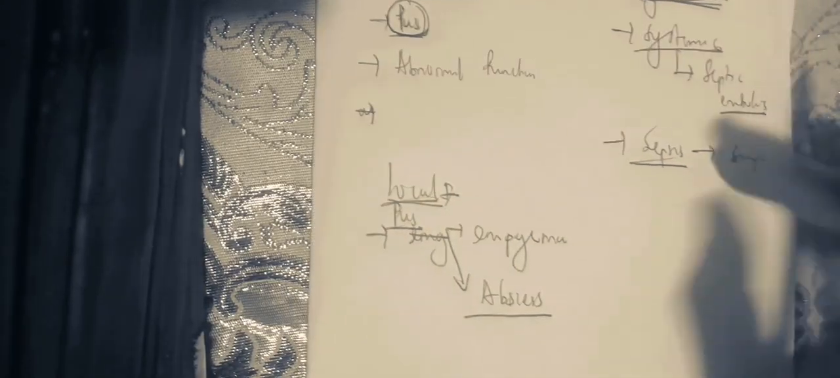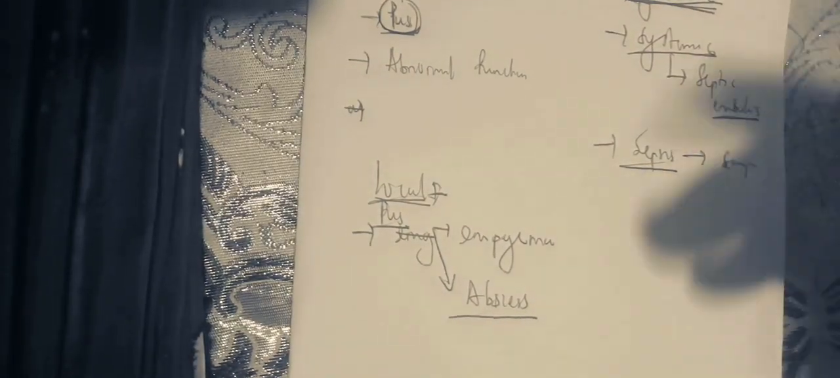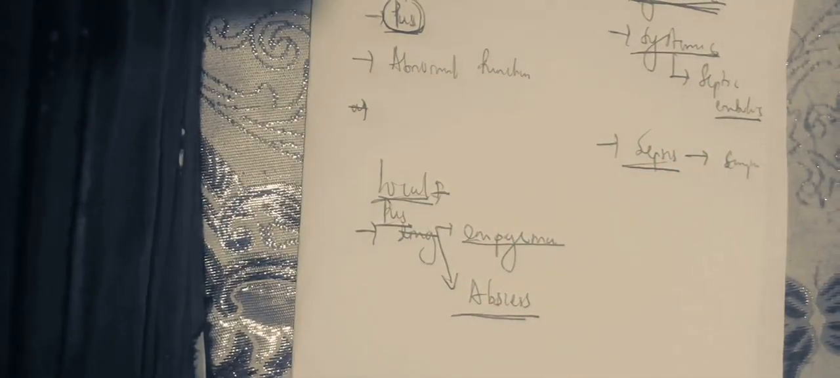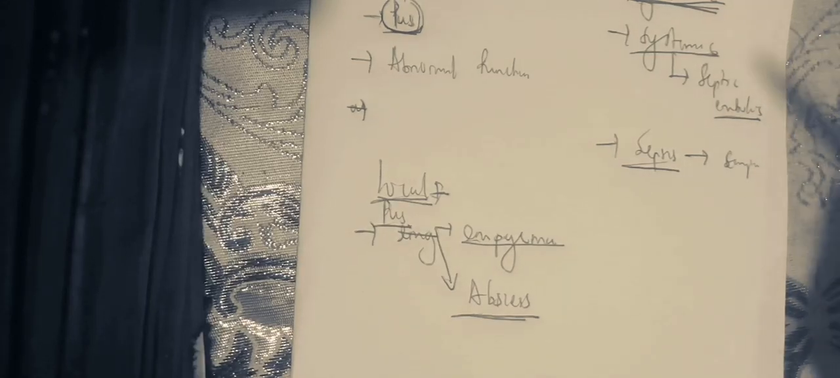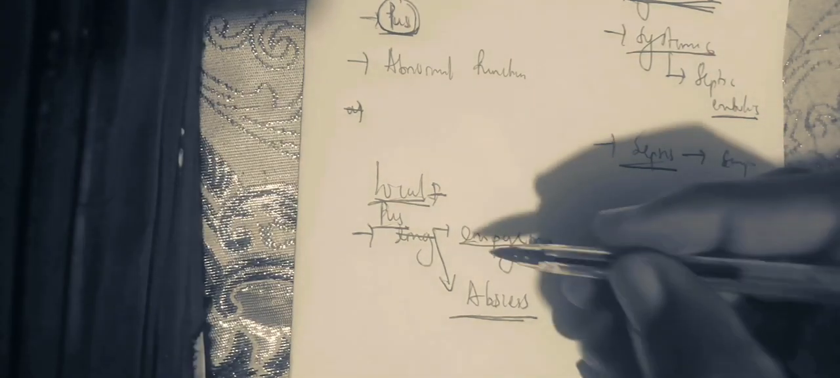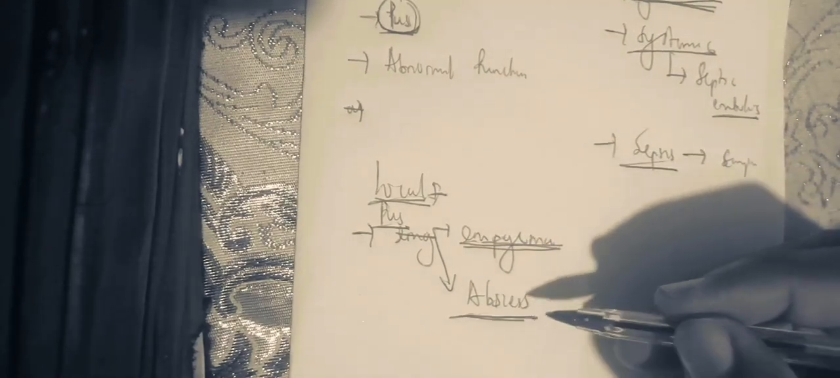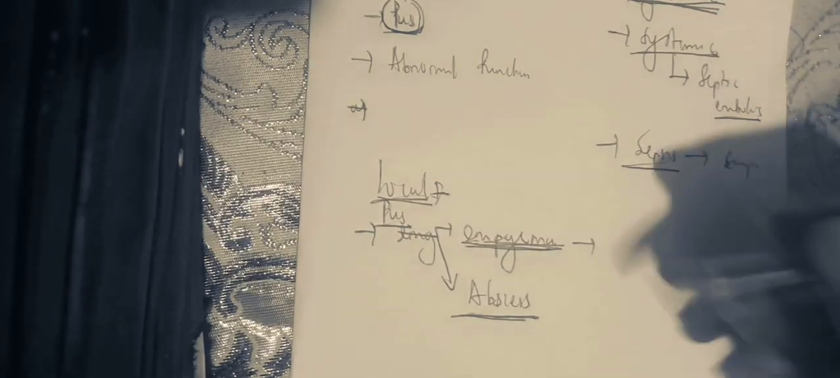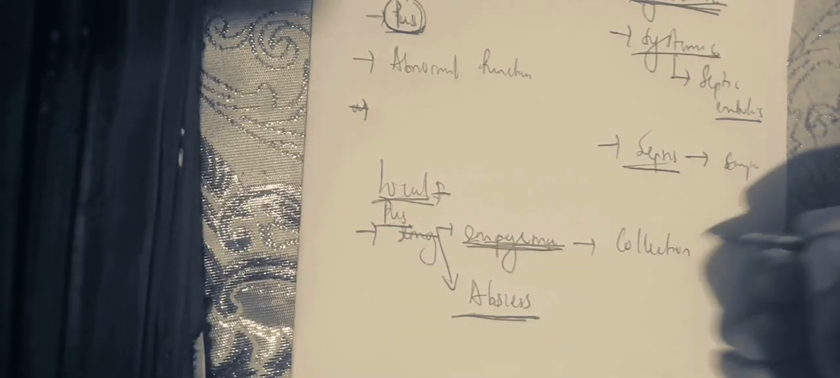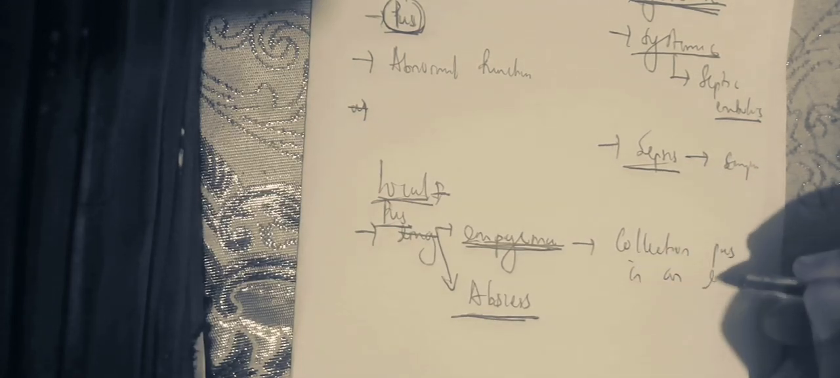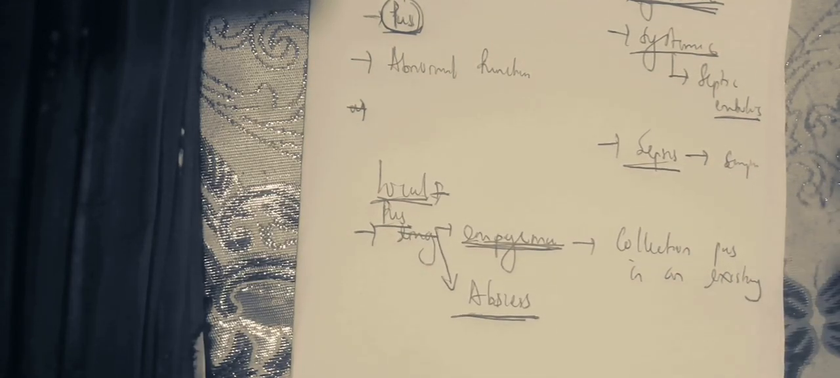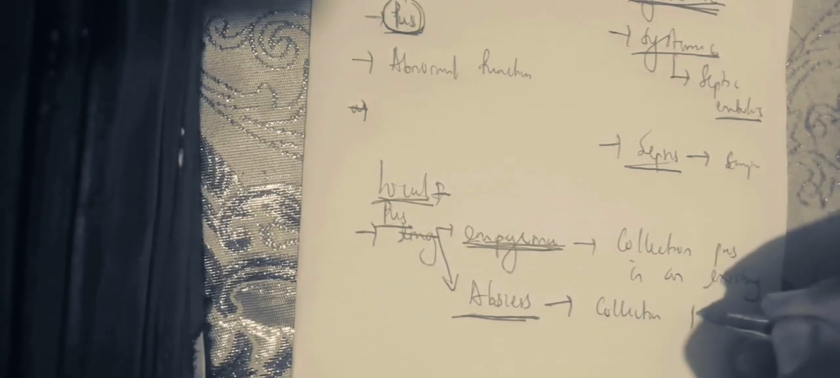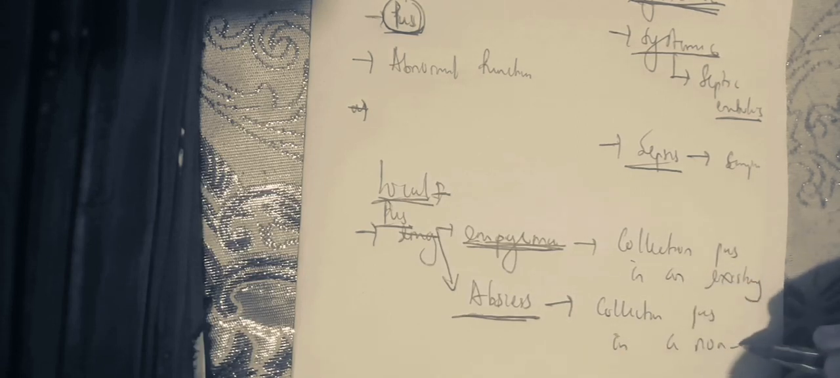So meningitis can result in a meningeal empyema or in a brain abscess. Those are two complications which can occur acutely. Let's explain the difference between empyema and abscess. Empyema is a collection of pus in an existing space. When there is a collection of pus in an existing space, it is going to be called empyema, while an abscess is a collection of pus in a non-existing space.